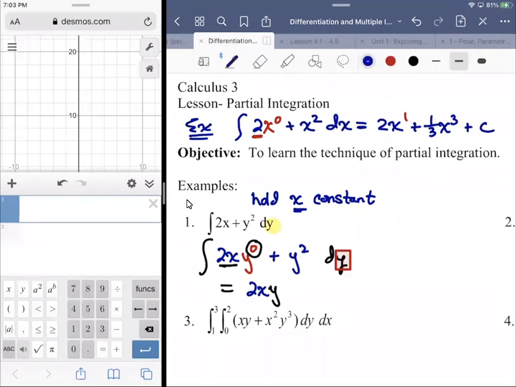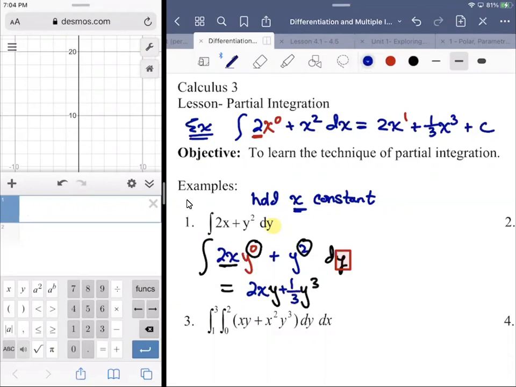Then the y squared, again, increase the exponent by 1, becomes y to the 3rd. Divide by that new exponent, 1/3. Got that little plus sign in there. But I need to have a plus c at the end.